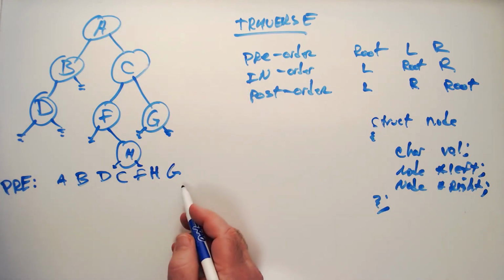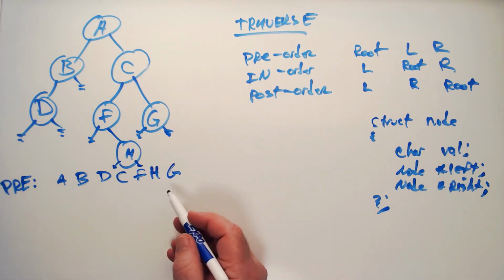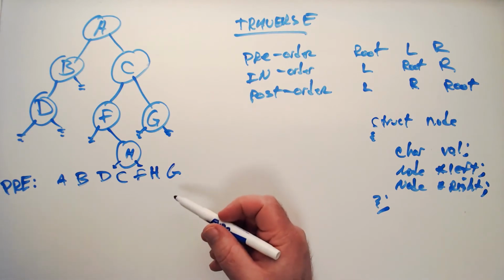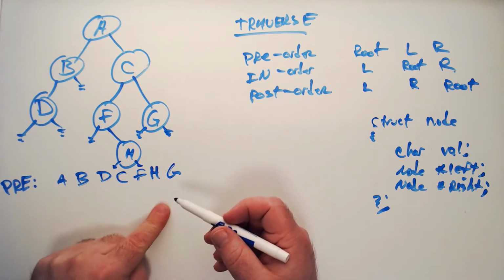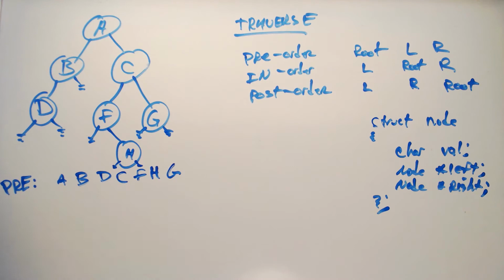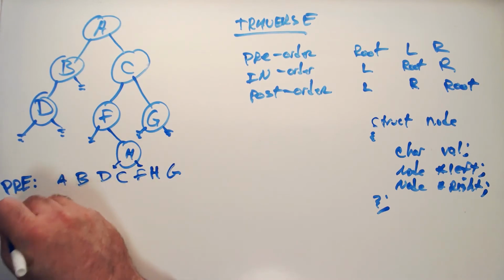This here is the pre-order traversal visitation order of that tree. Let's look at the in-order traversal.